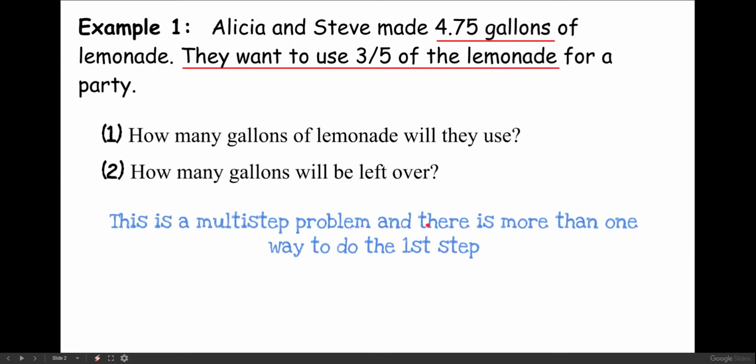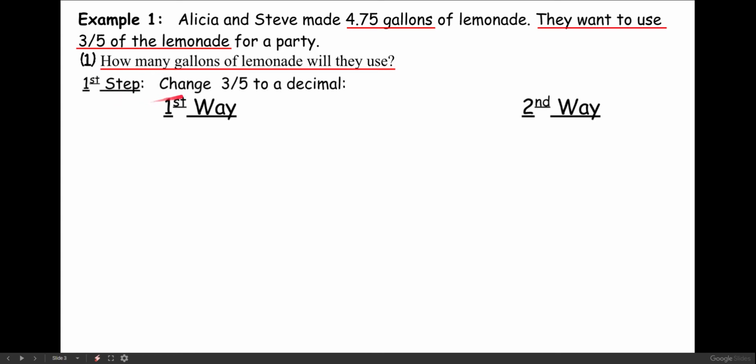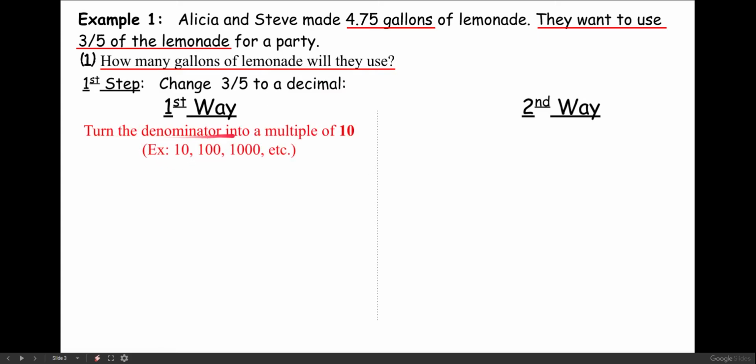This is a multi-step problem, and there's going to be more than one way to do the first step, which is how many gallons of lemonade will they use. We have two different ways of doing this. We can change 3/5 to a decimal by turning the denominator into a multiple of 10. So 3/5.